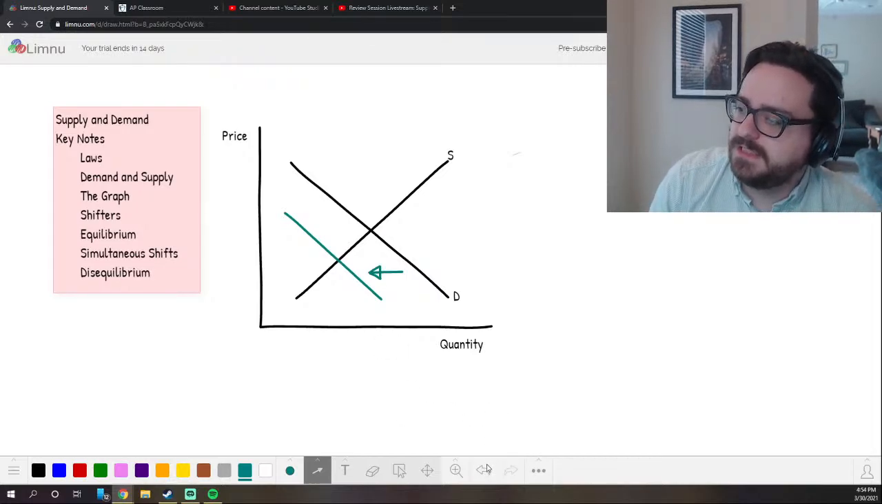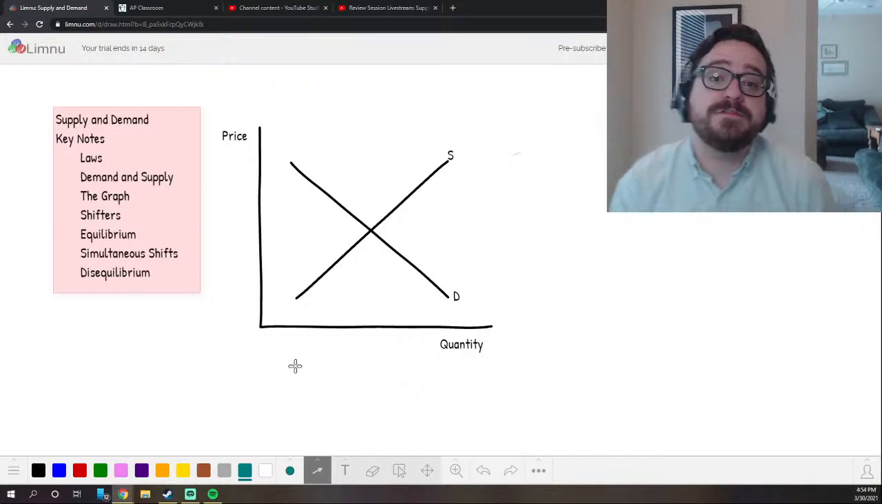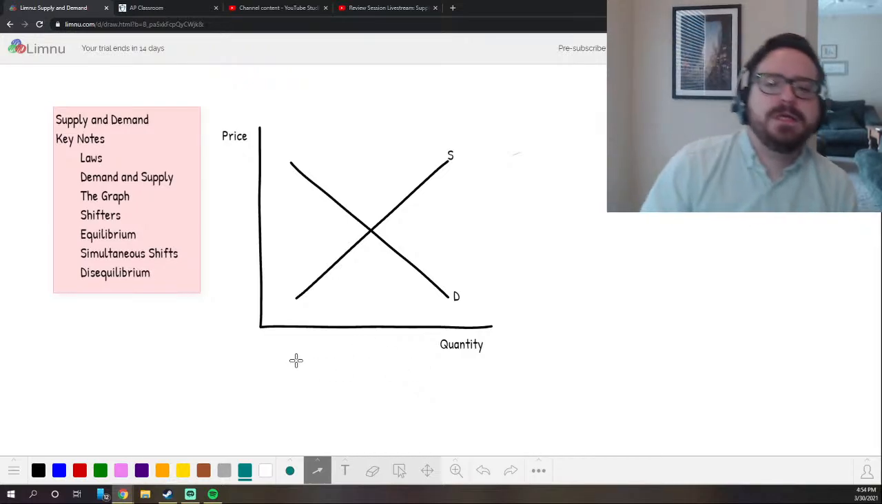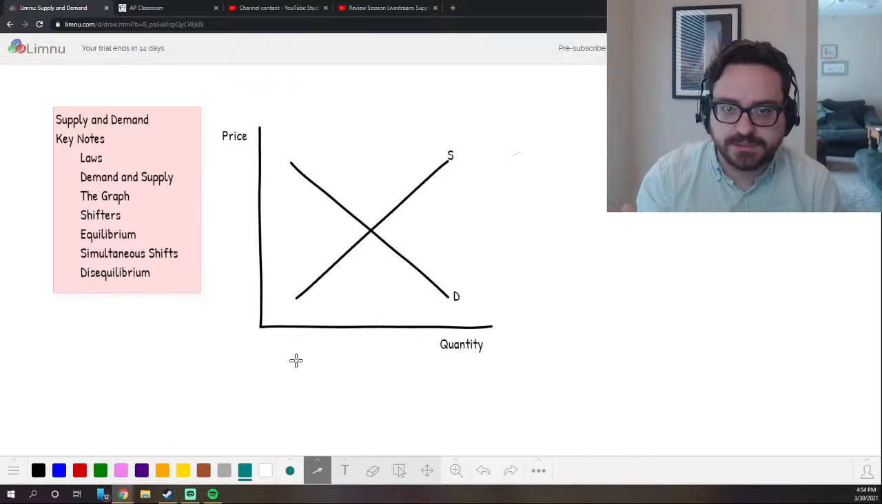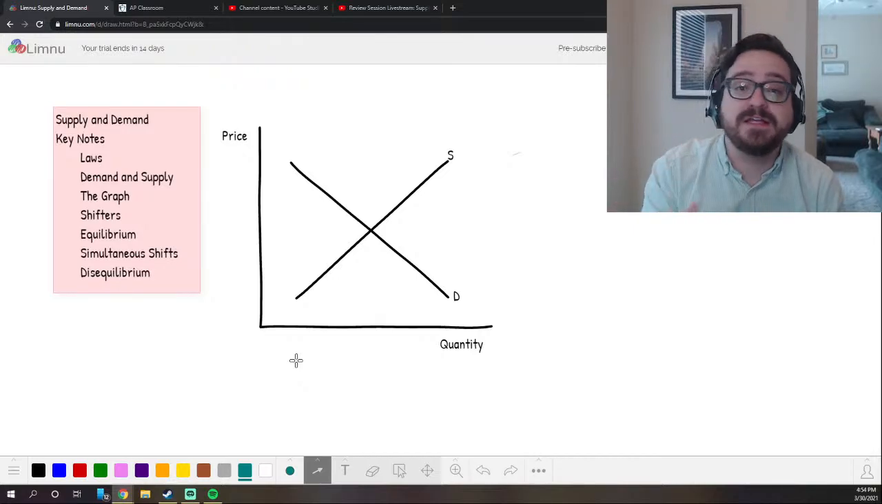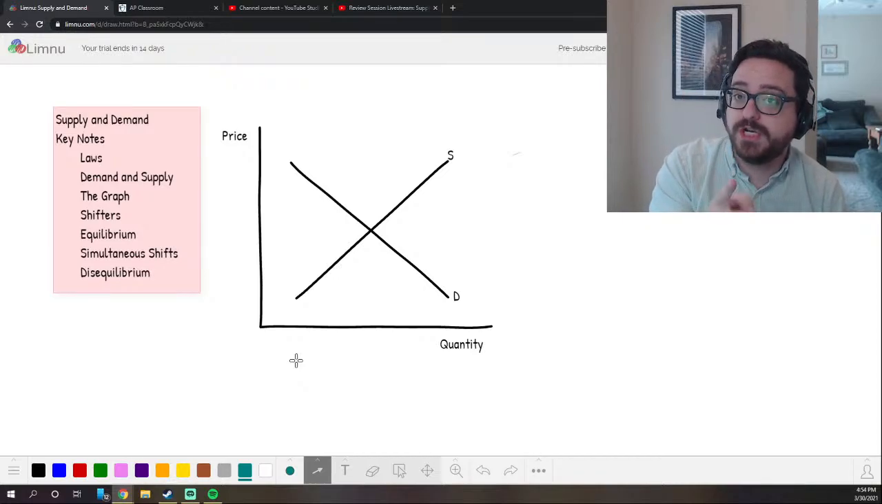So let's see, I'll do simultaneous shifts first. So what happens if both change? Can happen. You don't really get scenarios that do that. You could, like in the real world, have scenarios that change both. It's just on the AP exam to keep things simple, they tend to make it so that it is a 1 scenario, 1 shift rule.